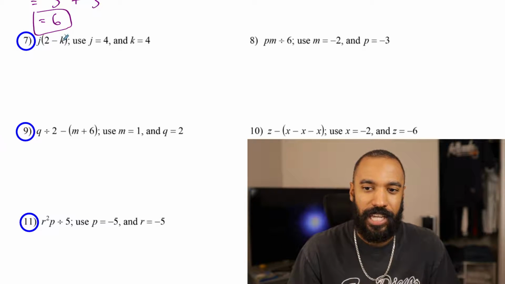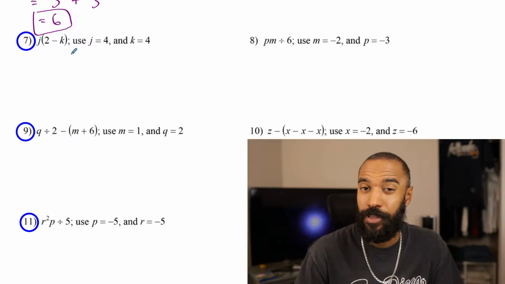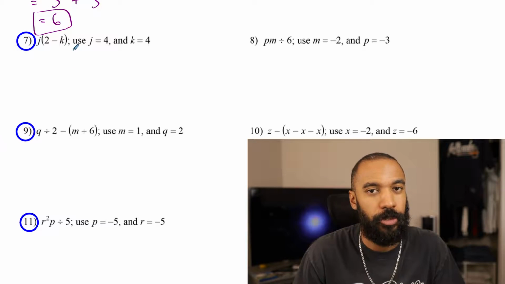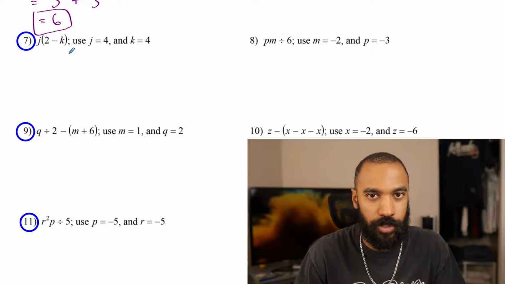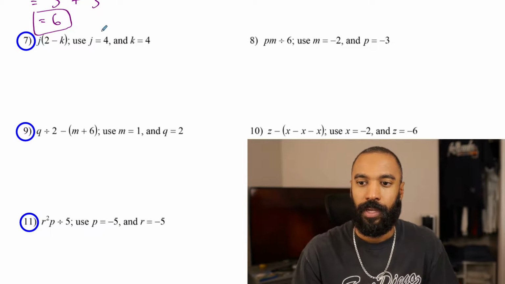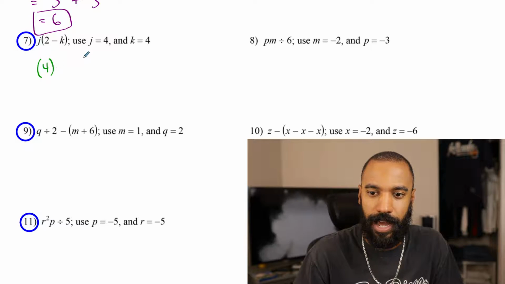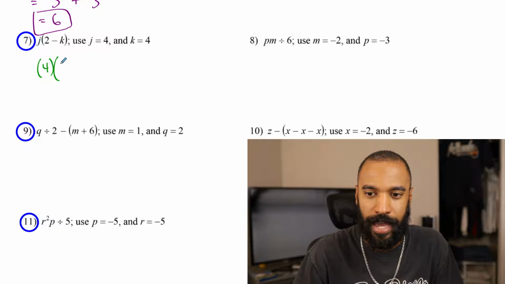Number 7, J times 2 minus K. Now, if you know the distributive property, there's another way that you could do this problem. I'm going to assume that you don't right now. Let's just do the substitution from this as it's written. J equals 4 and K equals 4. J equals 4. I have doubt, so I'm going to do that.